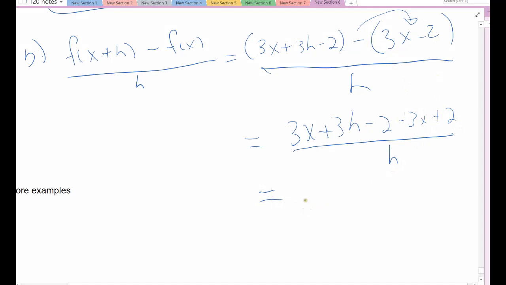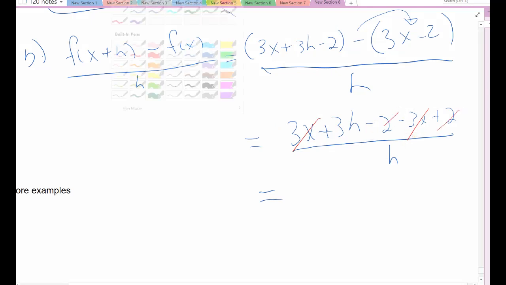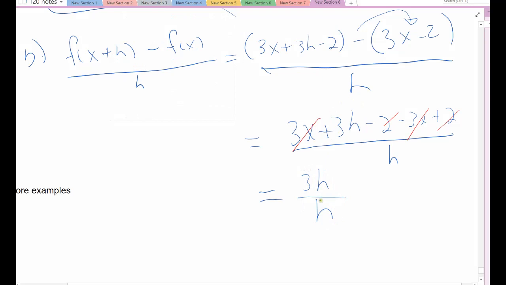At this next step, everything up top that doesn't have an h in it should cancel out, and it does. This 3x cancels with this negative 3x. This negative 2 cancels with that positive 2. And so all I'm left with up top is a 3h. And in the bottom I still have the h. And then this is where it reduces, right? H divided by h is 1. And so the answer is 3.